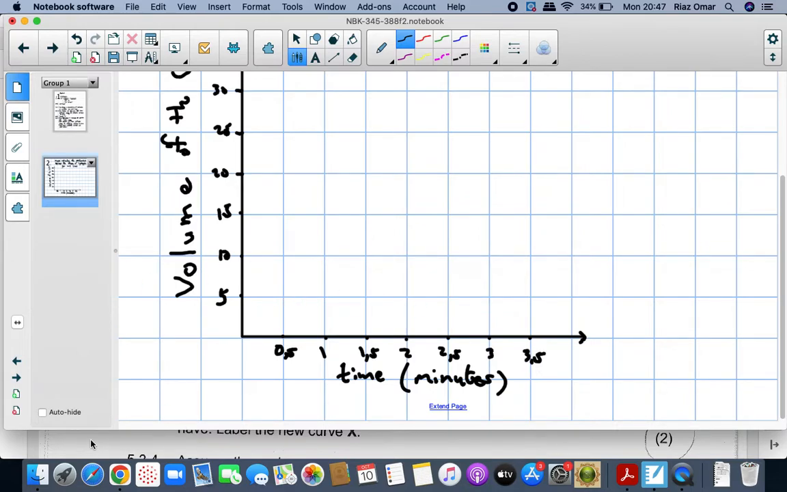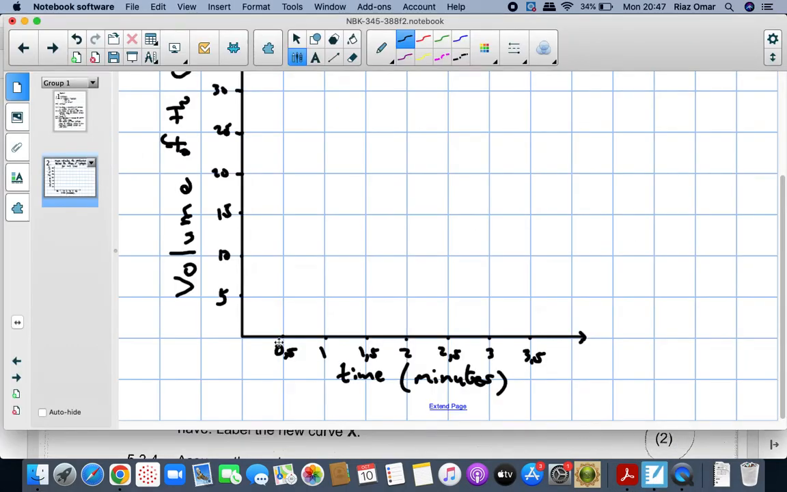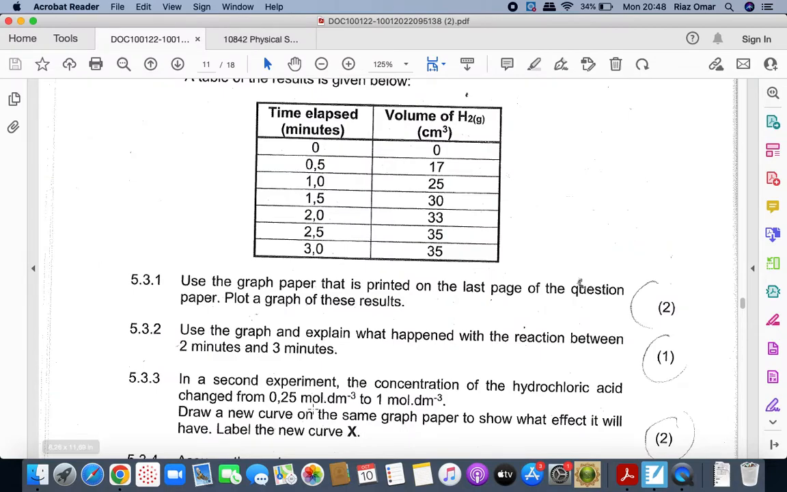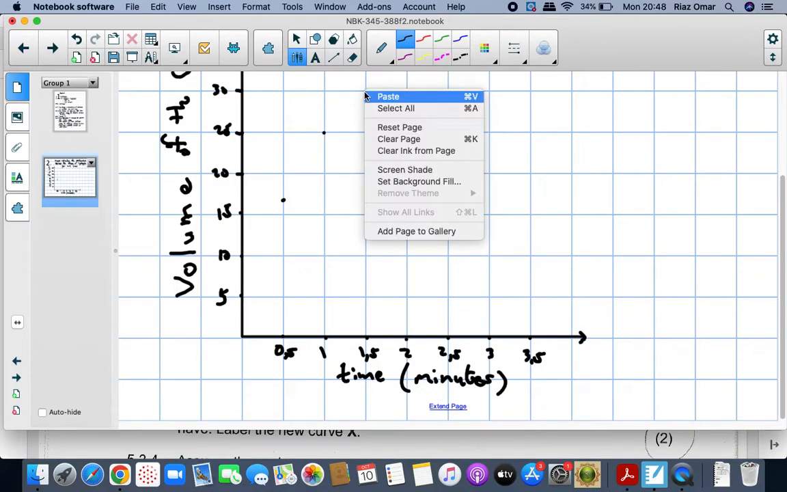So then we must plot our graph. Plotting our graph, time 0 is 0, and at 0.5 you have 17. 0 and 0 is correct. 0.5 and 17, more or less there. 1 at 25, that will be there, and 1.5 at 30, that will be there.